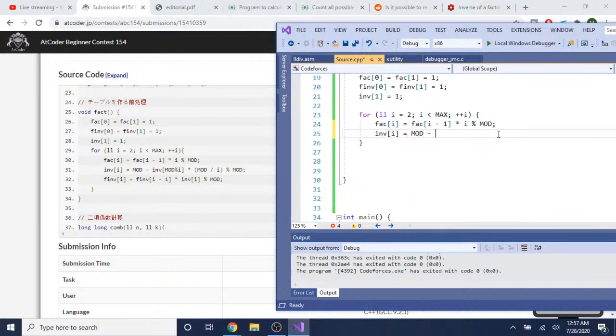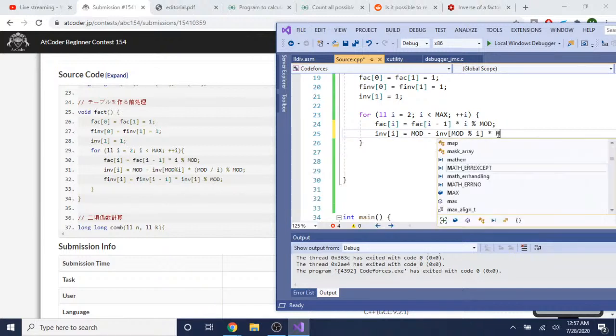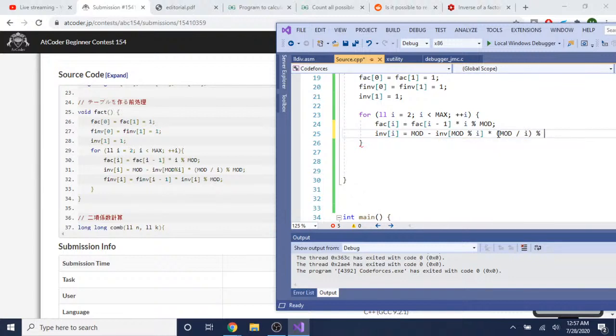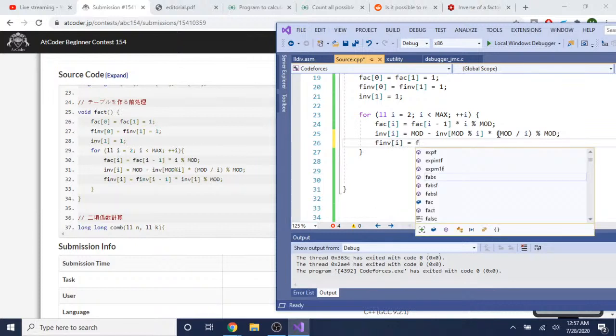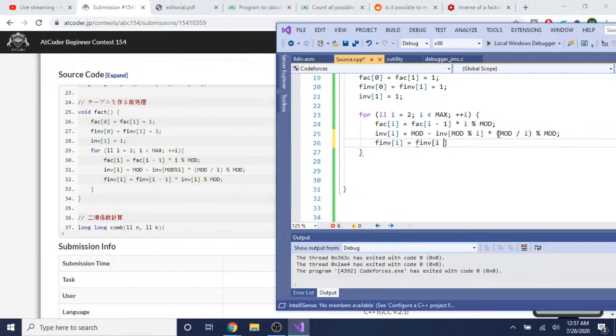So mod minus the inverse of mod I, multiplied by mod over I, mod by mod. The inverse of a factorial is equal to mod minus the inverse of mod I times mod over I mod by mod. Factorial inverse of I is equal to factorial inverse of I minus 1 multiplied by inverse of I.